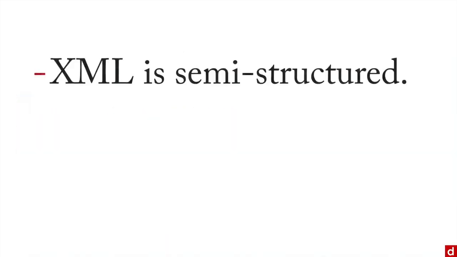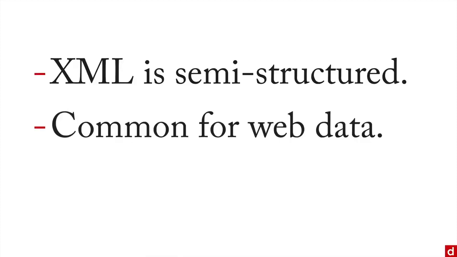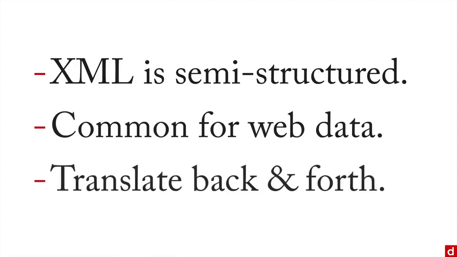Number 1, XML is semi-structured data. What that means is it has tags to tell the computer what the piece of information is, but you can make the tags whatever you want them to be. And XML is very common for web data, and it's really easy to translate the formats XML, HTML, CSV, and so on and so forth back and forth, which gives you a lot of flexibility in manipulating data so you can get it into the format you need for your own analysis.